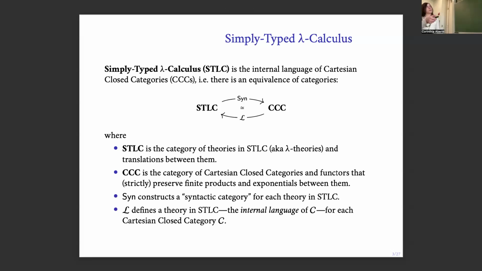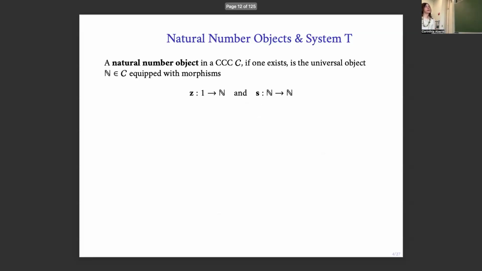And I'm not going to bother defining this because it's not going to matter that much, but it's basically you take for each object in your Cartesian closed category, you include a basic type in your theory, and then for each morphism, you have an operation in your lambda theory, and then you add equations to make it so that that is actually equivalent to the original category if you take the syntactic category of that. And so, okay, that's all nice.